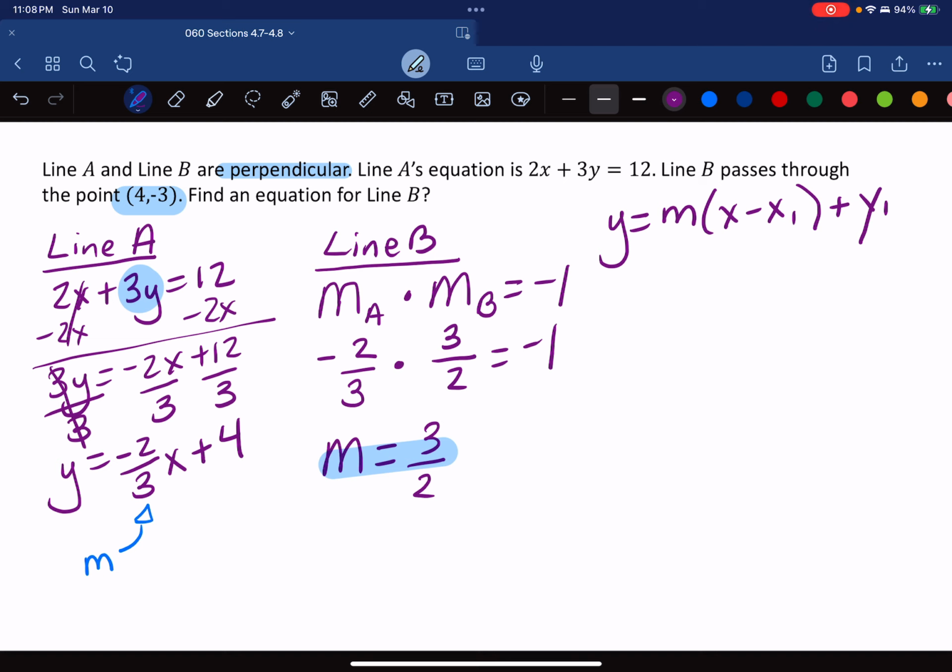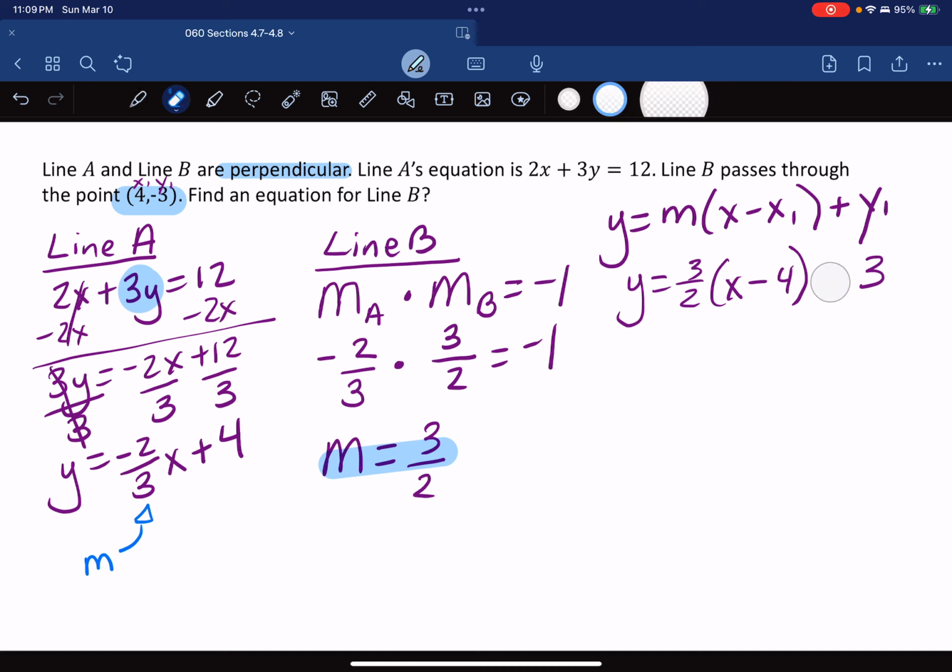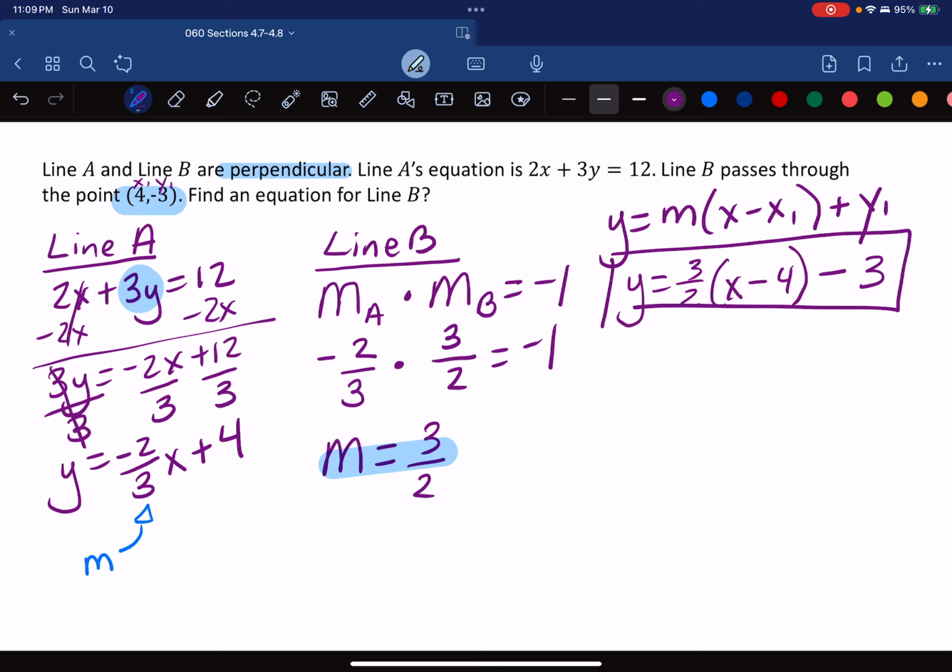But we have a point. Our point is going to be our x1 and our y1, and we're just going to plug it in. So y equals 3/2 x minus 4, and then plus our y. In this case, it's plus a negative number, so it's just going to become a subtraction. Now, this is technically an equation, so I could leave it like that.